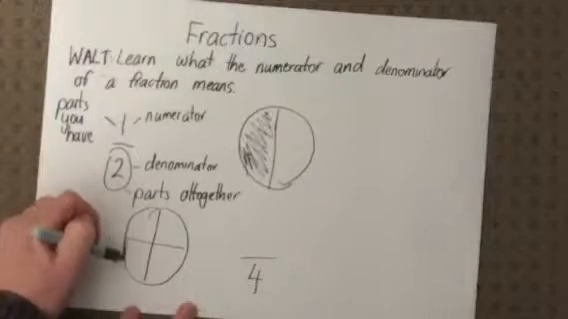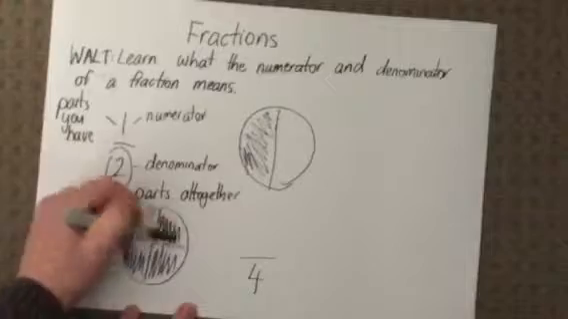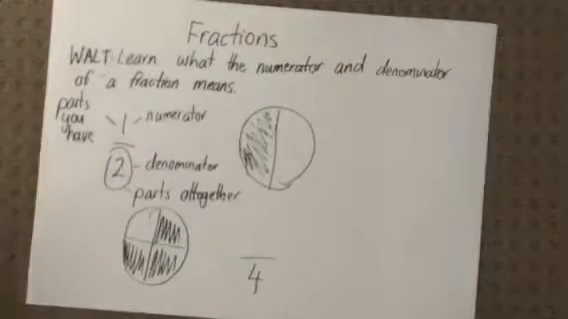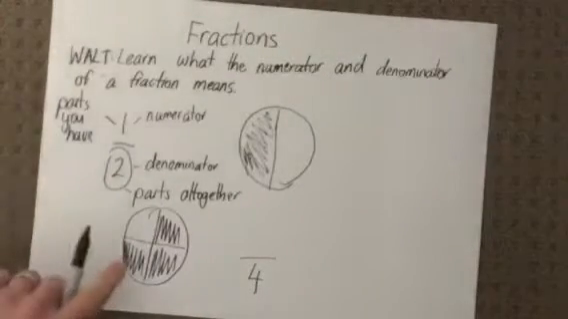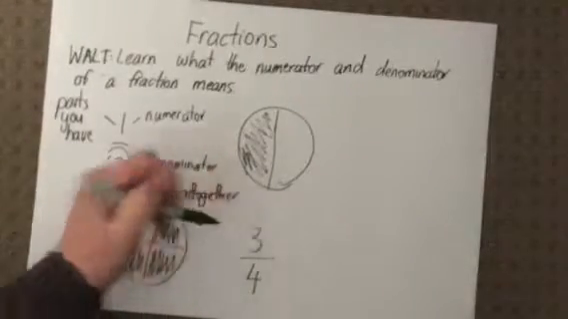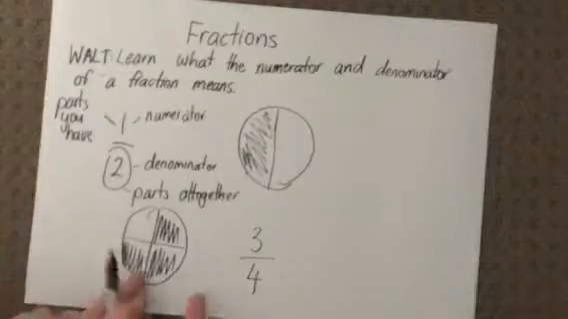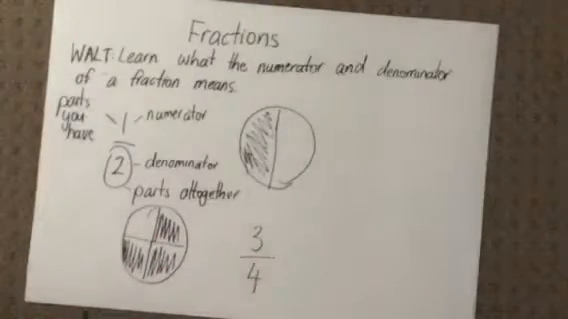Now, I'm going to see how many of this one that I had. Okay, so now we're looking for our numerator, which is how many parts you actually had. How many parts did you have? 1, 2, 3. So the 3 would be on the top. So remember, whatever's on the bottom is how many parts altogether, and whatever's on the top is how many parts you had. Let's try another one.